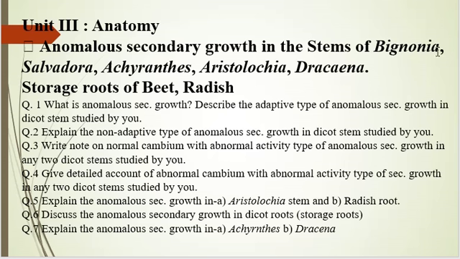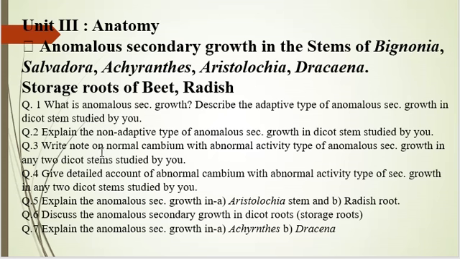Hello student, today we start the third unit of paper second, it is anatomy. In this there are 3 points. First is on anomalous secondary growth in stems of Bignonia, Salvadora, Achyranthes, Aristolochia and Dracaena. Also the study of the anomalous secondary growth in storage roots, sugar beet and radish.